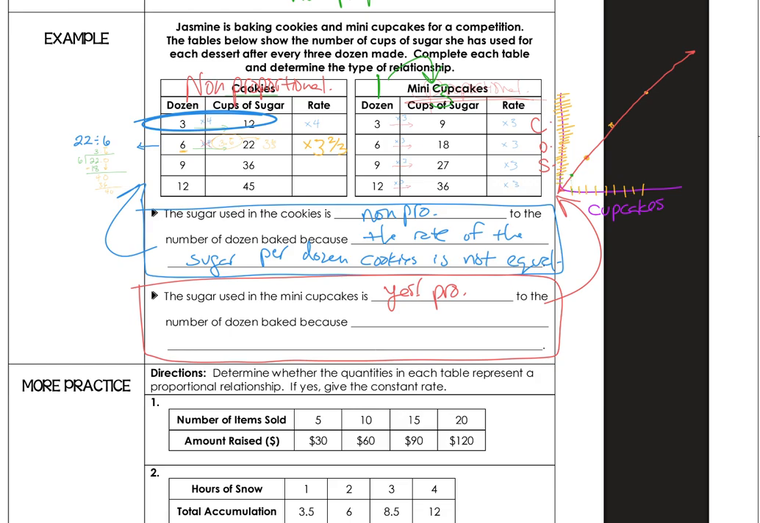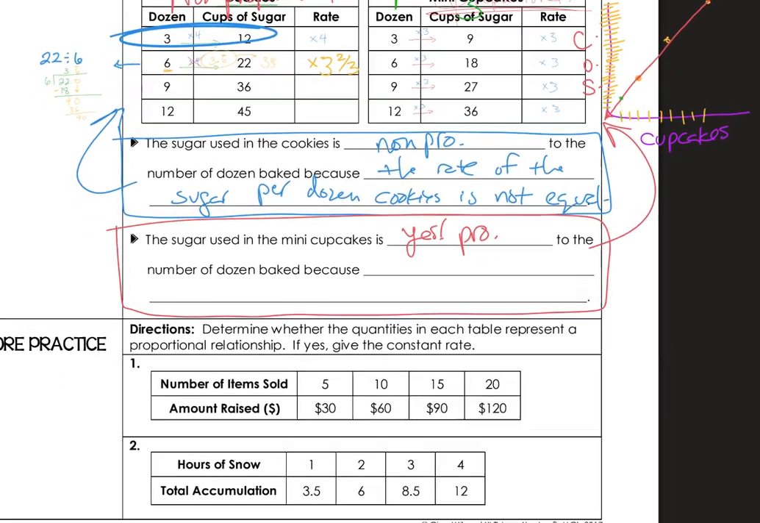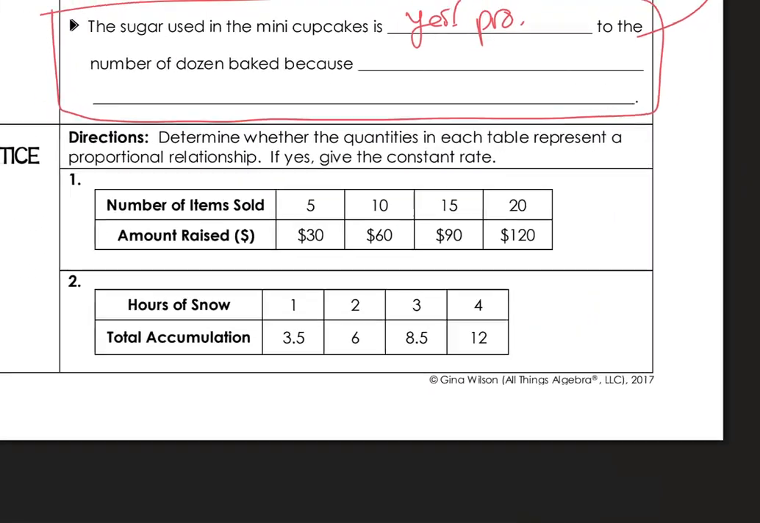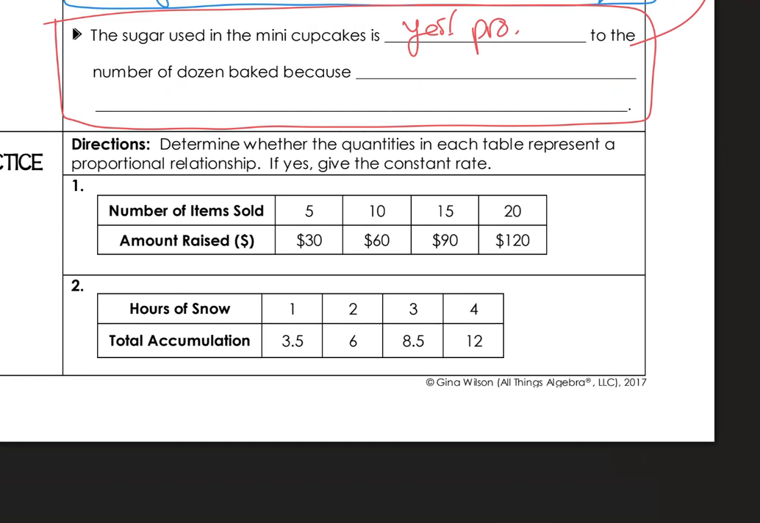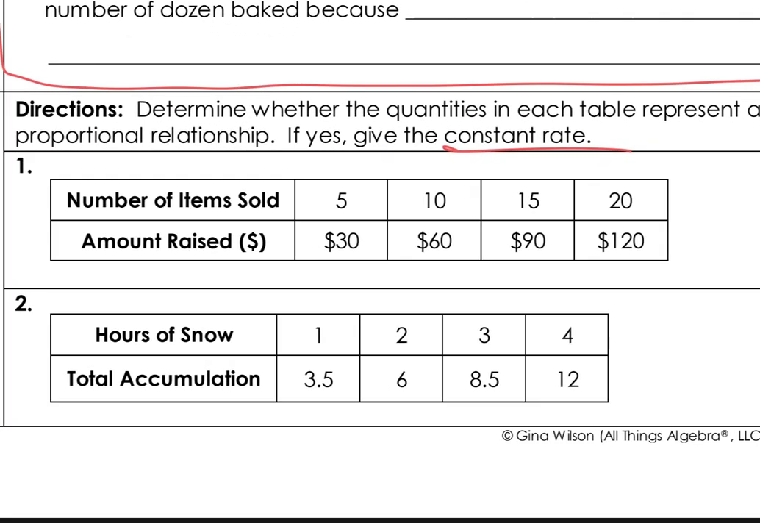So there you go. And if you're like, okay, I don't know if I get this, well, we have a little bit more to practice. Determine whether these quantities in each table represent a proportional relationship. If yes, give the constant rate. Alrighty? So number of items sold. If you sold 5 items and you raised $30, what's the rate here?